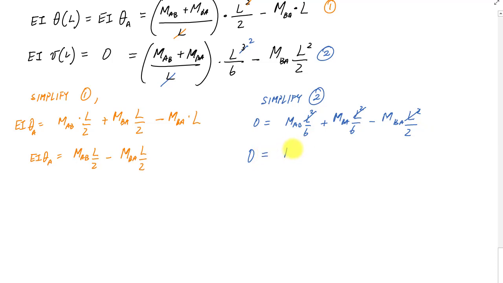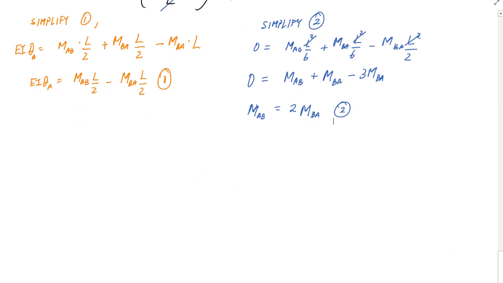And I would get MAB like this, and this would tell me that MAB is equal to 2 MBA. And here, again, I'll relabel this as 1, and here is 2. And now all I got to do is combine 1 and 2, and I'll be able to solve for MAB and MBA on their own.